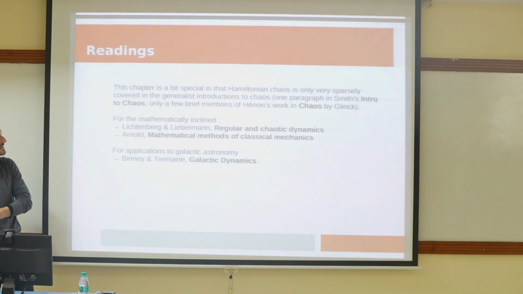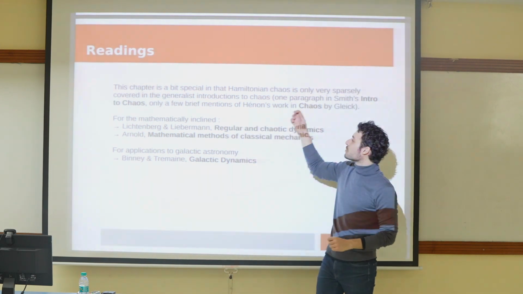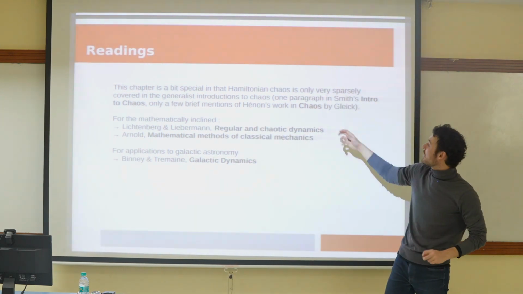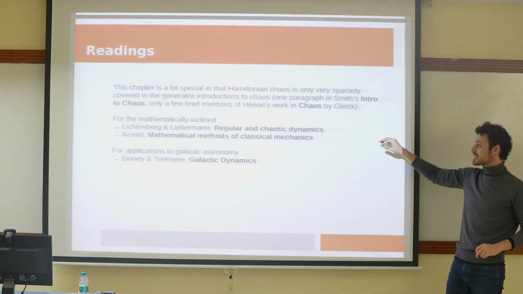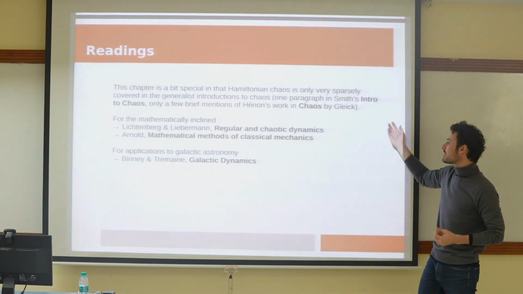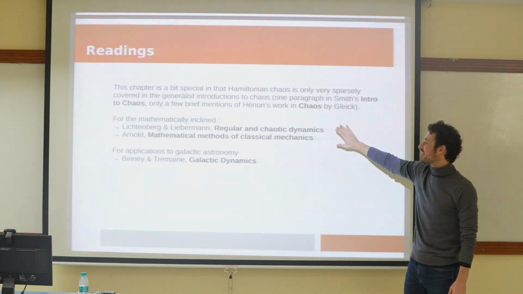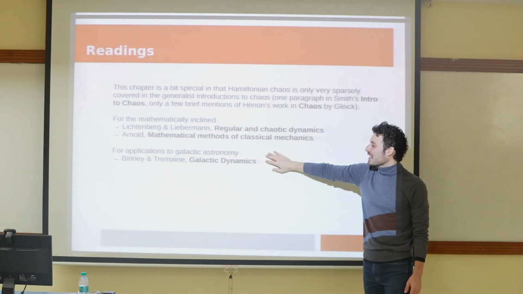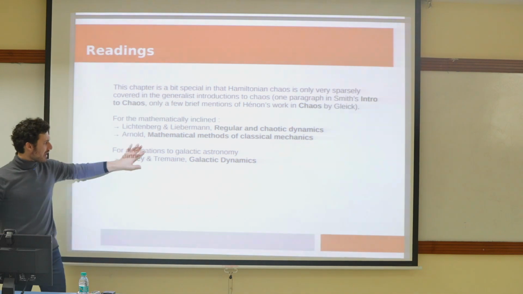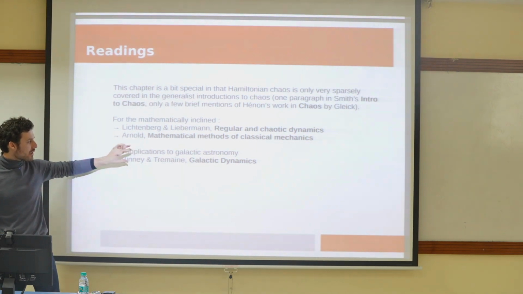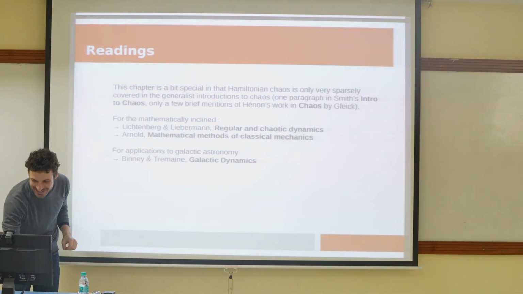In terms of readings, this section is a bit odd because basically the introductions to chaos typically don't talk about Hamiltonian systems much. So in the Intro to Chaos by Smith and in Chaos: The Making of a New Science by Gleick, there's hardly anything on Hamiltonian dynamics. The problem is that it's just a little bit mathematical. So if you're very brave and want to actually see the mathematical stuff, it's in here. For applications to galactic astronomy, they're in Binney and Tremaine, Galactic Dynamics. Although I think I'll maybe try and find a clearer way to explain some of the stuff that we went through in the last 10 minutes, because I'm not entirely satisfied with that.